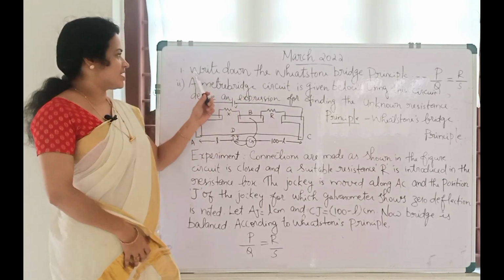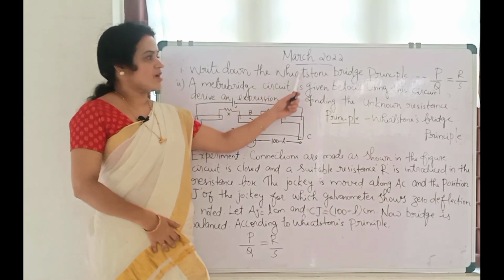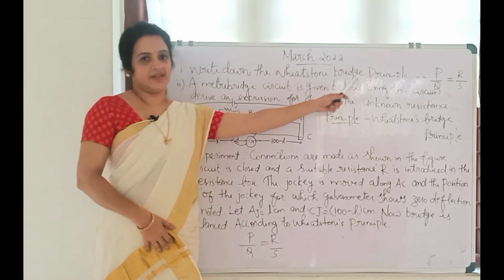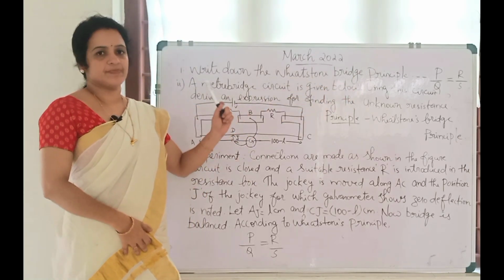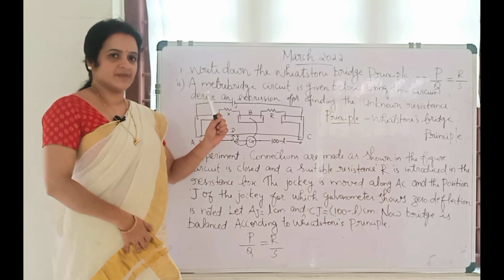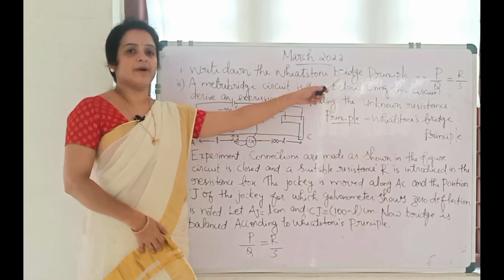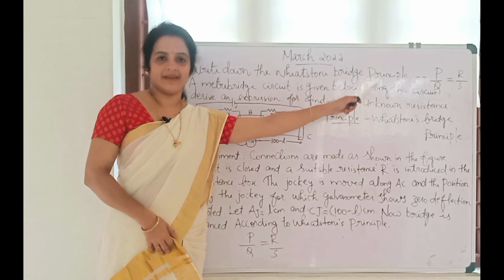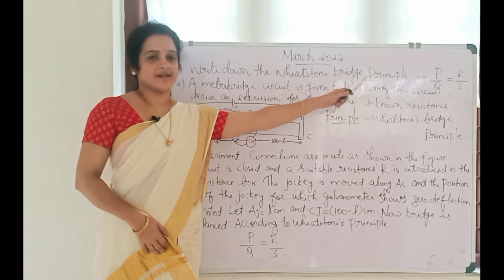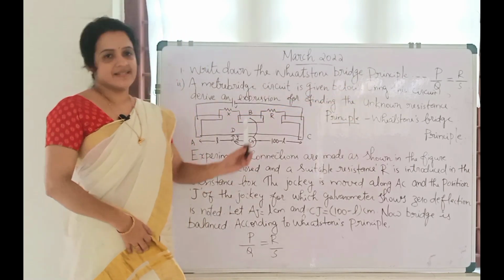Here we have a 6-mark question and there are 4 sub-questions in this. The first question is: write down the Wheatstone's bridge principle. What is Wheatstone's bridge principle? Yes, that is P by Q is equal to R by S. Here P, Q, R and S are resistors.